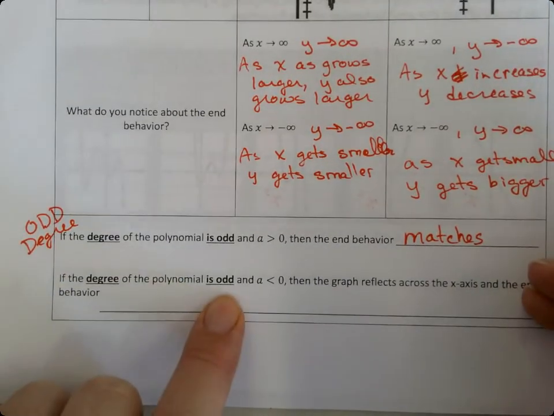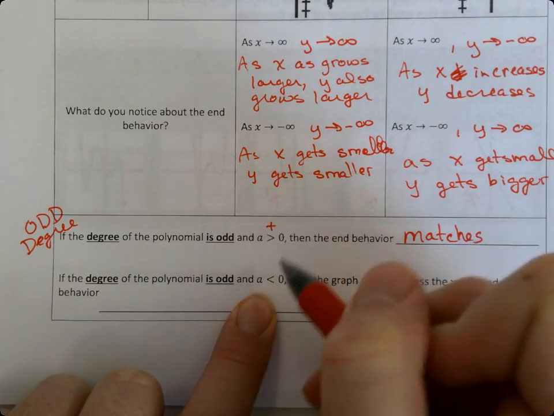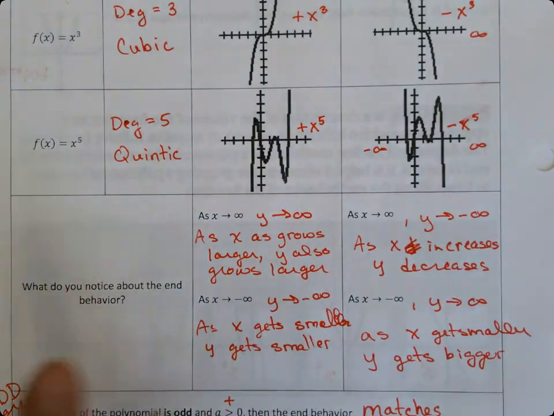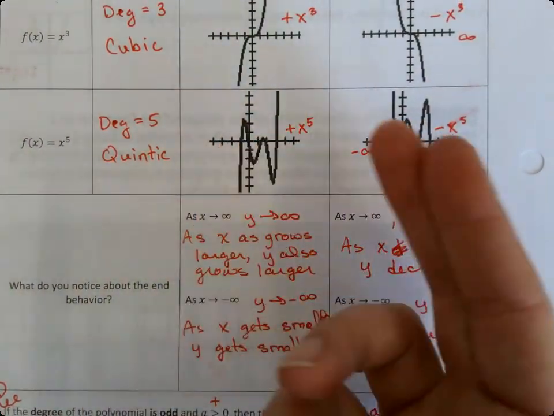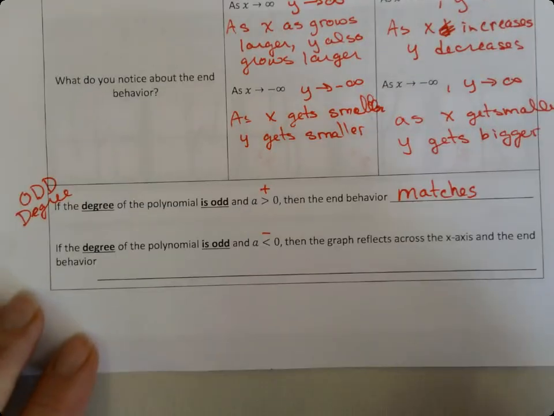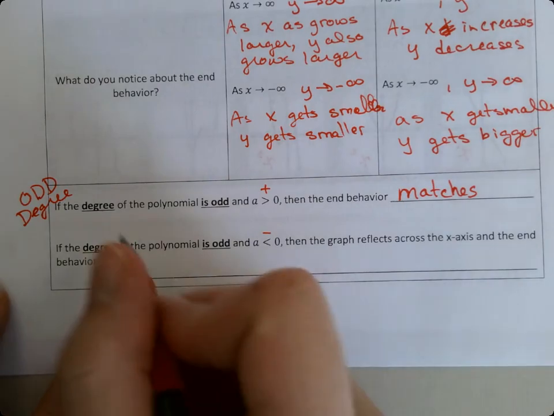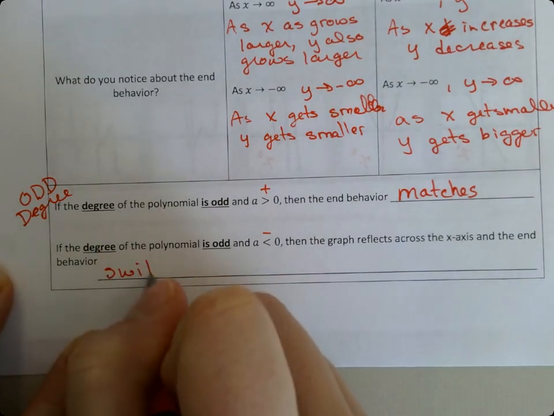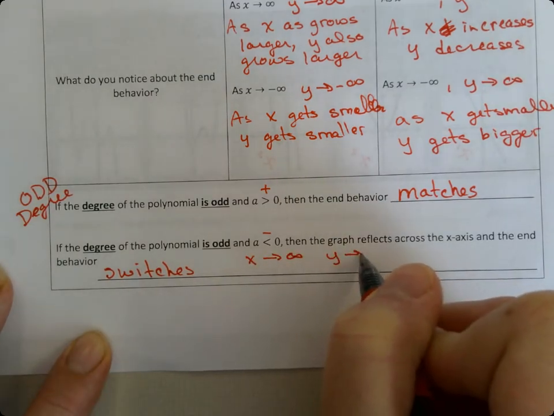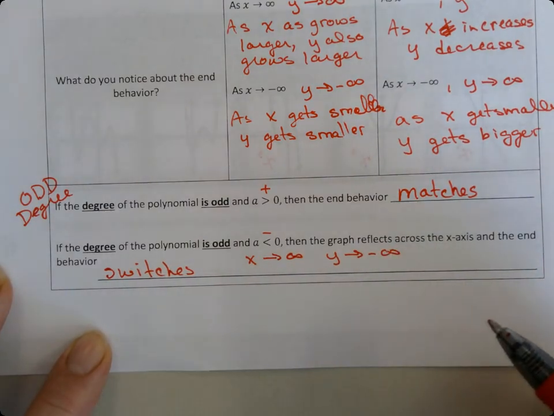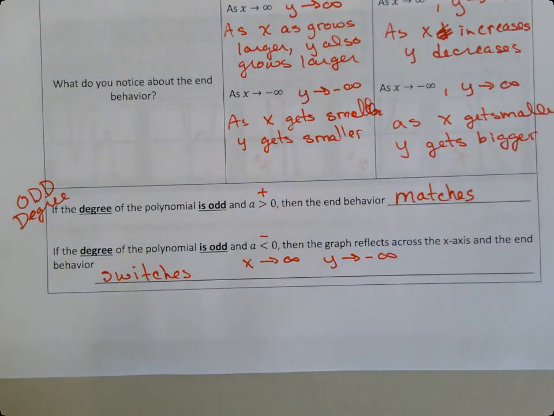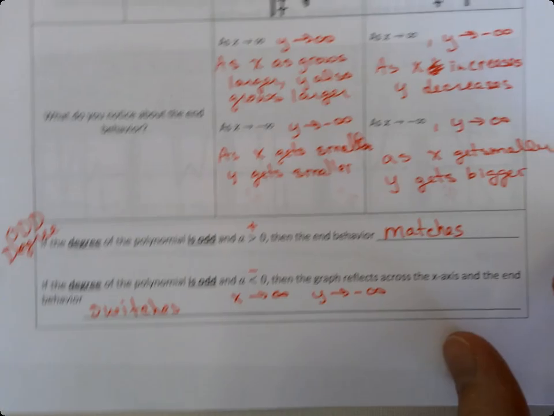If the degree of a polynomial is odd and a is less than 0, so if it's positive a value or a negative a value, then the graph reflects across the x-axis. Okay, do you see this, that this reflected? Do you see this idea that this flipped? Okay. And the end behavior is sort of like the opposite, okay? The end behavior switches. So what do I mean by that? As x goes to positive infinity, y goes to negative infinity, or vice versa, okay? So they are opposite there. All right, in order to determine all this, we're looking at the degree and we're looking at the value.